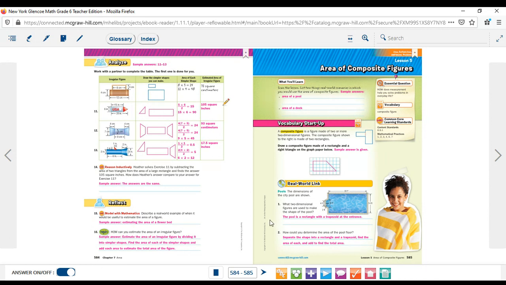Question number 2 says, how could you determine the area of the pool floor? What you would do is you would separate the shape into a rectangle and a trapezoid. You first find the area of the rectangle, then find the area of the trapezoid, and then add to find the total area of both of them. So there are going to be multiple ways that you're going to be finding area, and then you'll have to add them all together. Okay? All right, you can turn to page 586.